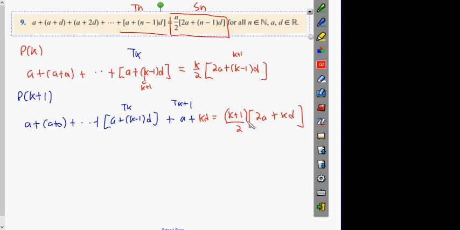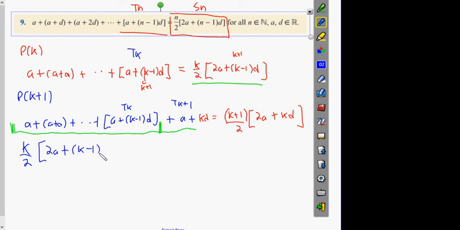Okay. Now that you've done that, can anybody tell me my next move? Not just yet. Wait a second. What is here to here? SK. What is SK? This here. So it's going to be k over 2 into 2a plus k minus 1 times d. Now guys, plus a plus kd. Now, here's your problem.